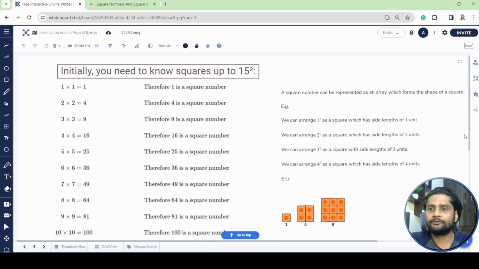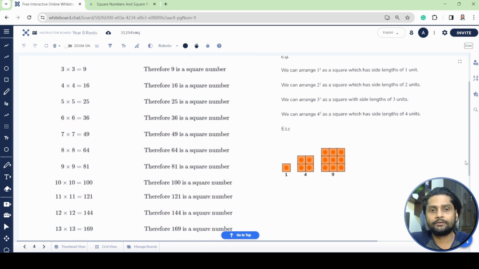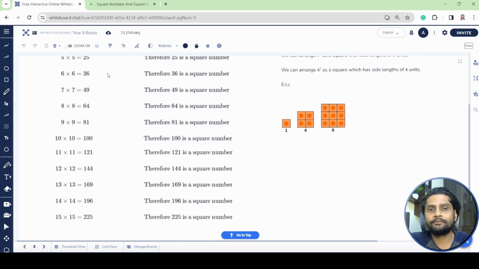Initially, for you guys, it's sufficient if you can memorize up to the 15th. So up to the 15th, we have these many numbers. The square of 6 is 36, then 49, 64, 81, 100, 121, 144, 169, 196, and 225, students.